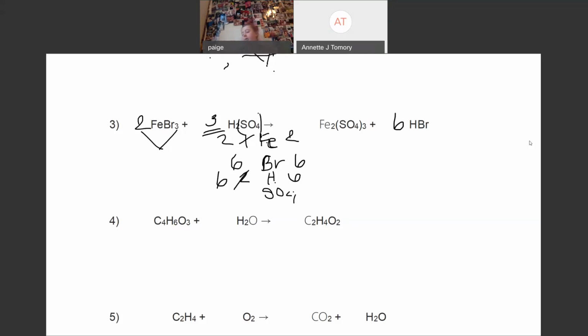Then you'd have 3 of them. How about on the right-hand side? Yeah, 3. So are they balanced? Yeah. Okay, so do you see how keeping that as a set kind of helps us? Because otherwise you'd have to look at sulfur and oxygen individually, and you'd end up with like 12 oxygens, which can be cumbersome.